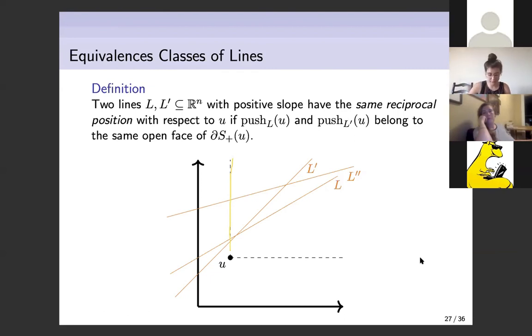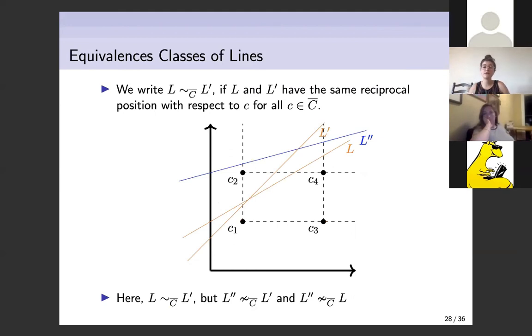But for example, if we had taken a line here, this new line that I drew in black would intersect the boundary face of the positive cone of U along the horizontal boundary face. So it would not be in the same reciprocal position as L, L prime, and L double prime. Okay, and now we can define the equivalence relation of lines using the critical cells.